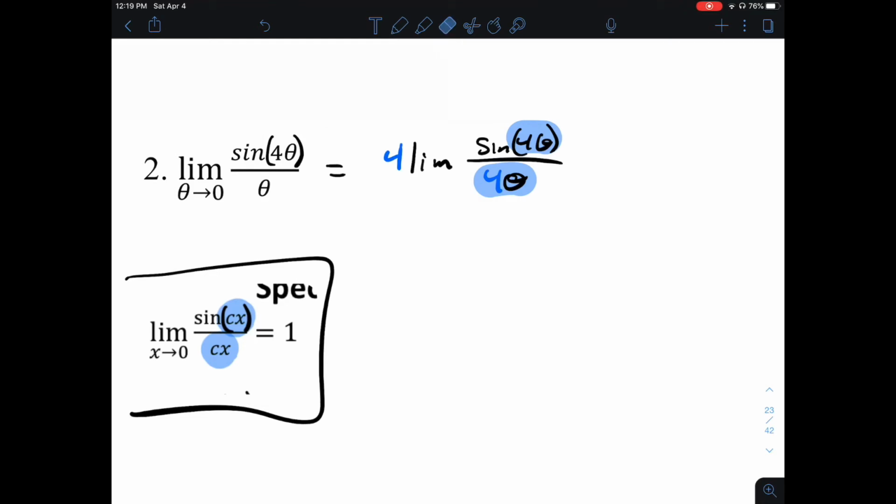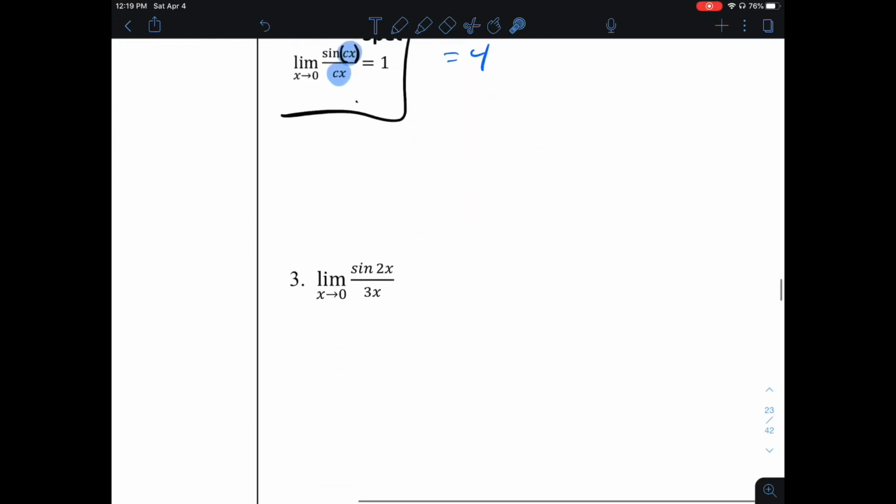If I did that, now, using this right here, this limit is supposed to be equal to 1. And then we had that 4 out in front. 4 times 1 is 4. Long story short, you can manipulate things by multiplying. If you do it to the top, you got to do it to the bottom as well, vice versa. But you cannot manipulate the angle. You can't change it.